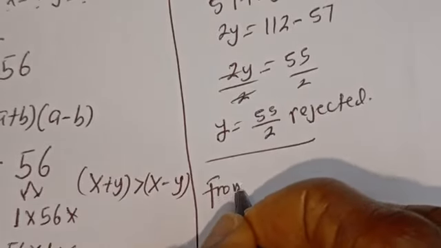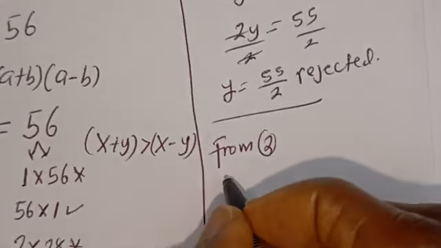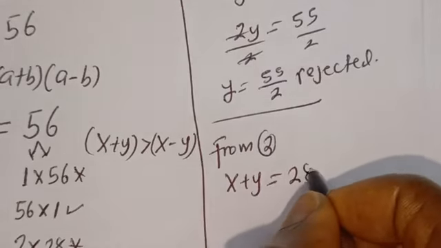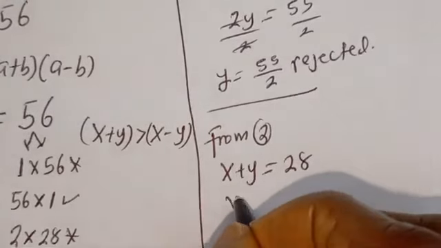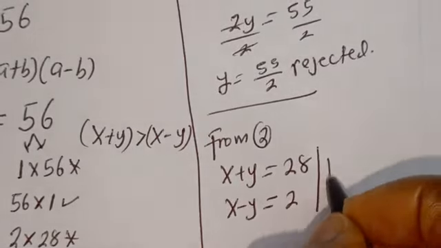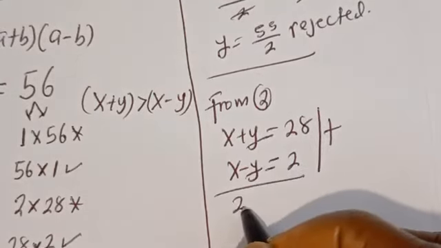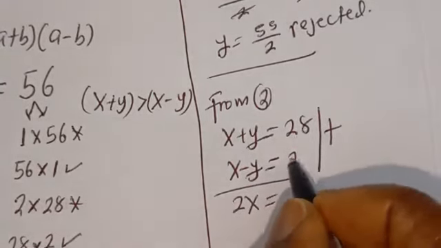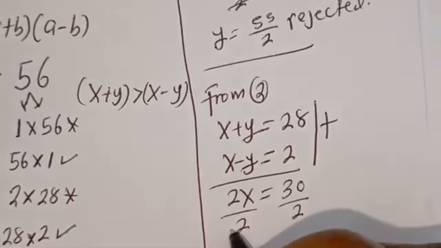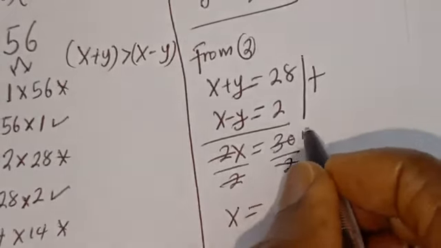From the second case, let's consider the second case. We have x plus y equal to 28. Then x minus y is equal to 2. Let's solve this equation together by adding it together using the elimination method. This will cancel this. 2x is equal to 28 plus 2. This is 30, divided by 2, divided by 2. This will cancel this. x is equal to 2 here 1, 2 here 15.